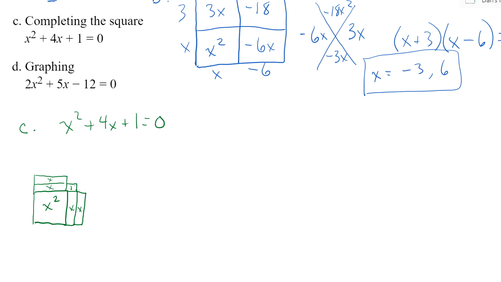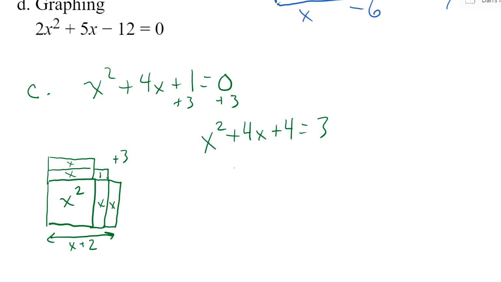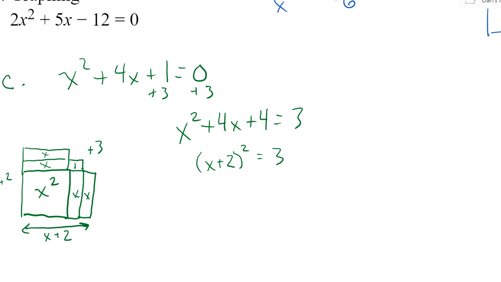So how many little squares do I need to complete the square? 3. Got to add 3 here. So that means I'm going to add 3 and add 3. I end up with x squared plus 4x plus 4 equals 3. Now I look at what the dimension here is. What's this length here going to be? X plus 2. And it's a square now, so it's x plus 2 squared. So we can go x plus 2 squared equals 3. A lot of partial credit throughout this one.